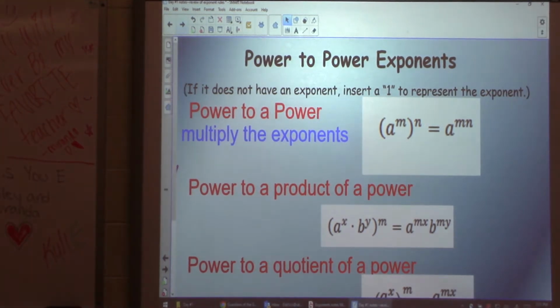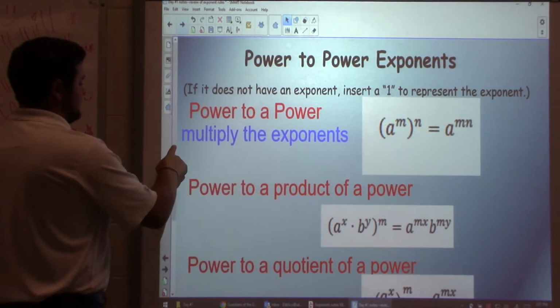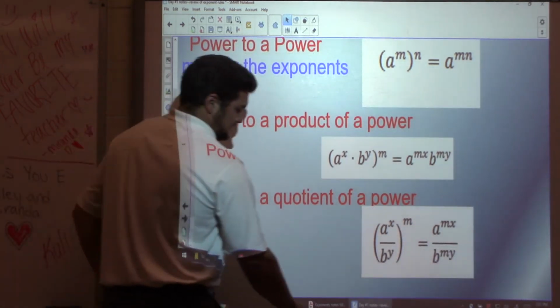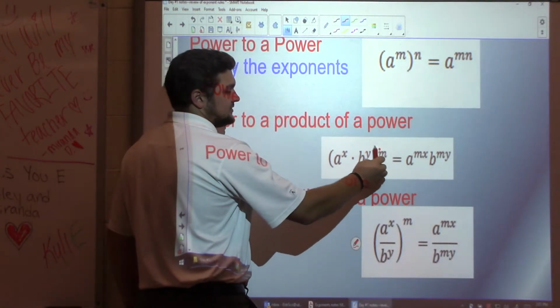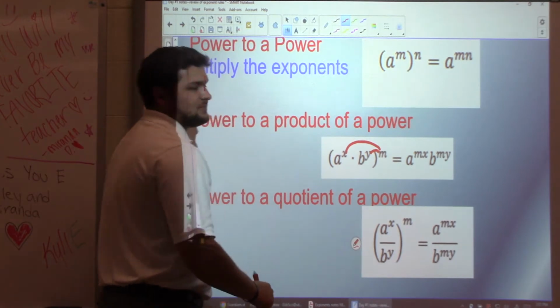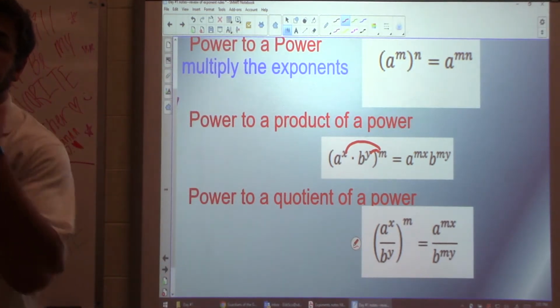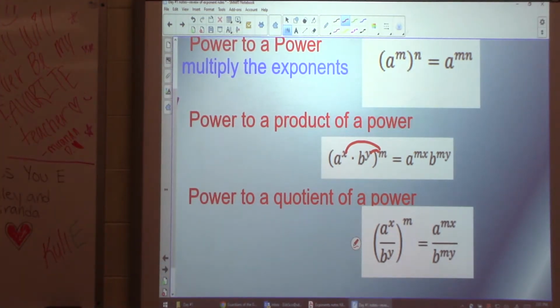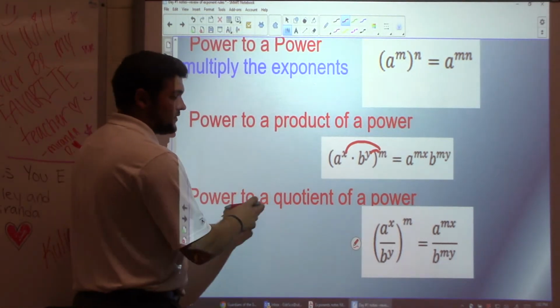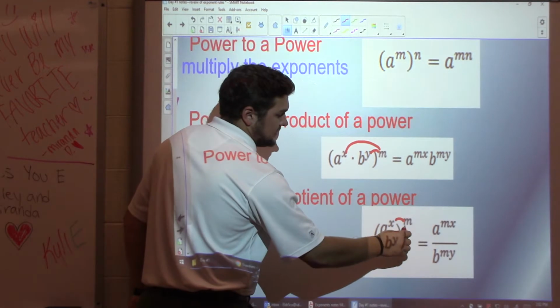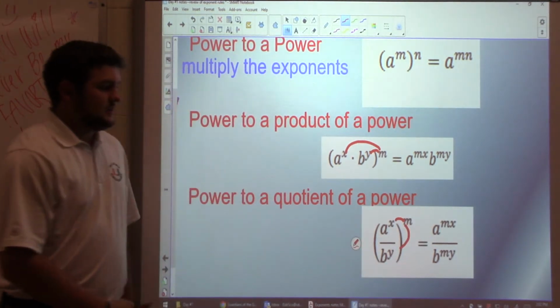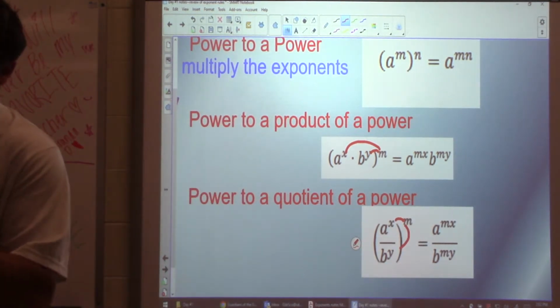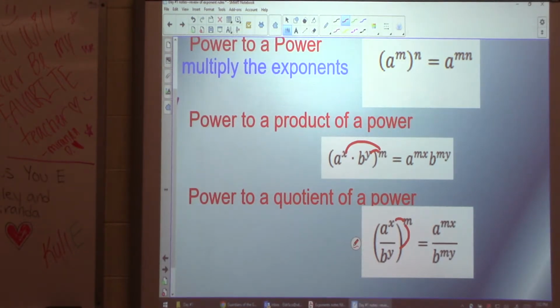Alright? Same thing if we have a power to a product of a power. What's going to happen is we're going to multiply our exponents, but we're distributing it to both of those pieces. So a to the x to the m becomes a to the x times m. B to the y becomes b to the y times m. Right? And then quotient, same thing. It goes to both of our pieces here. We're distributing it and we're multiplying our exponents. Alright? Does that make sense? Should we try some examples?